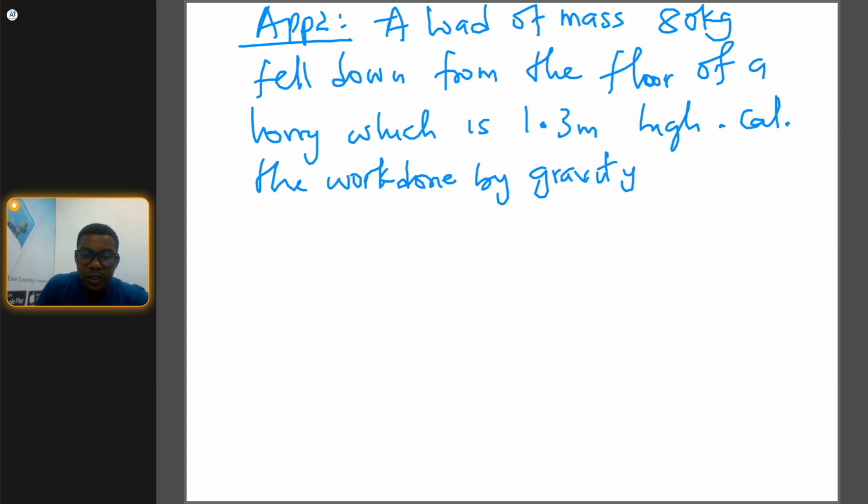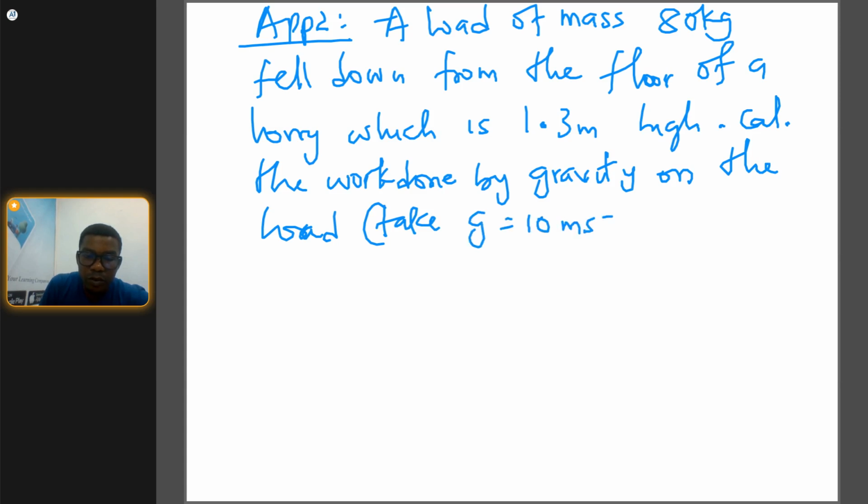When you hear the word gravity, you should know that we are talking about work done in gravity fields. Calculate the work done by gravity on the load. Take g equals 10 meter per second square. So we want to solve this question together.